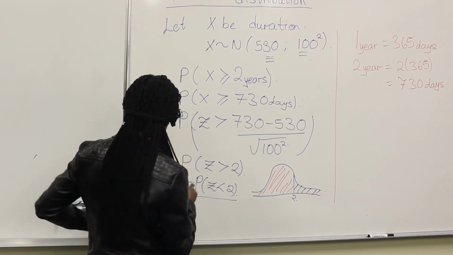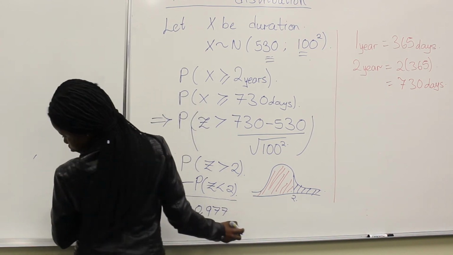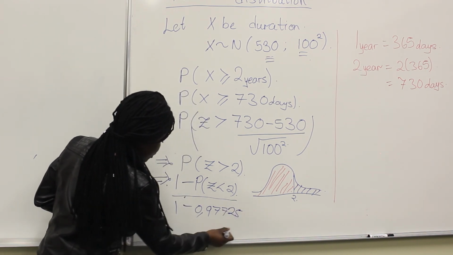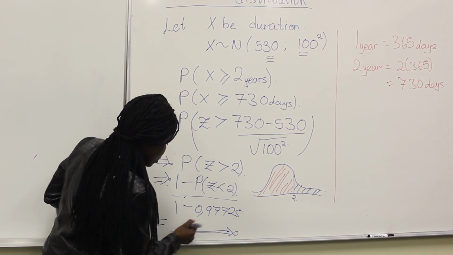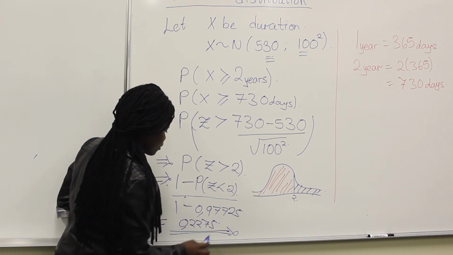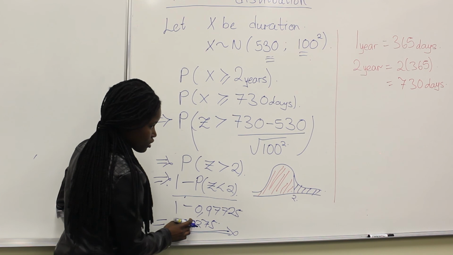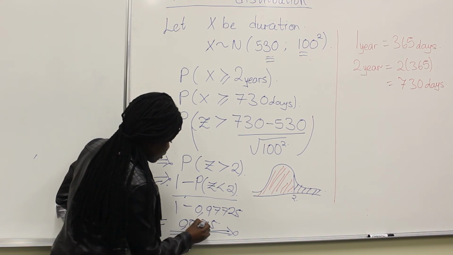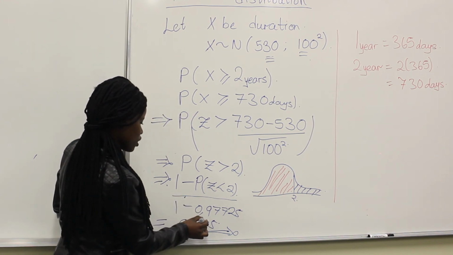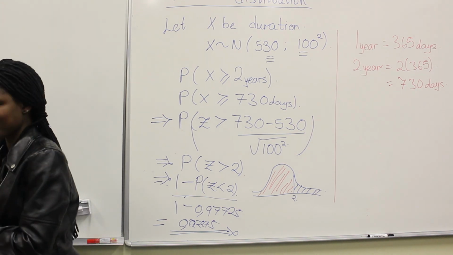Then 1 minus 0.97725. Just to get the difference should give us the final answer: 0.02275. And that's our final answer. Thank you.